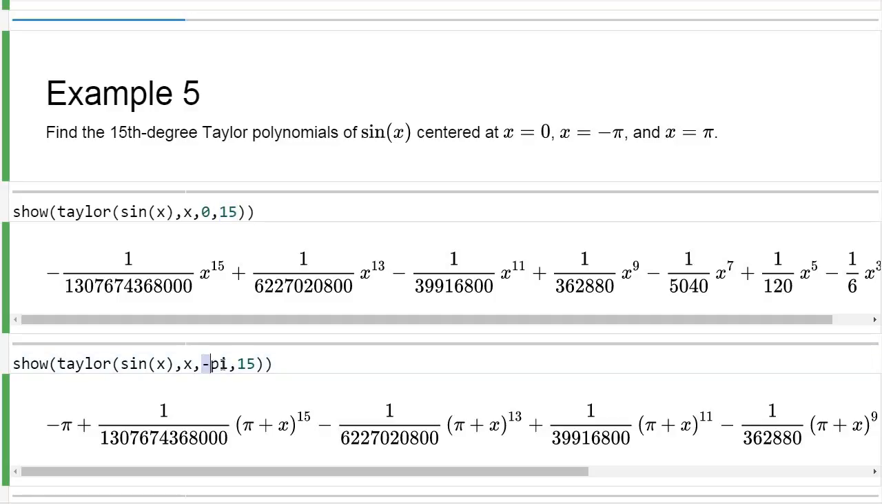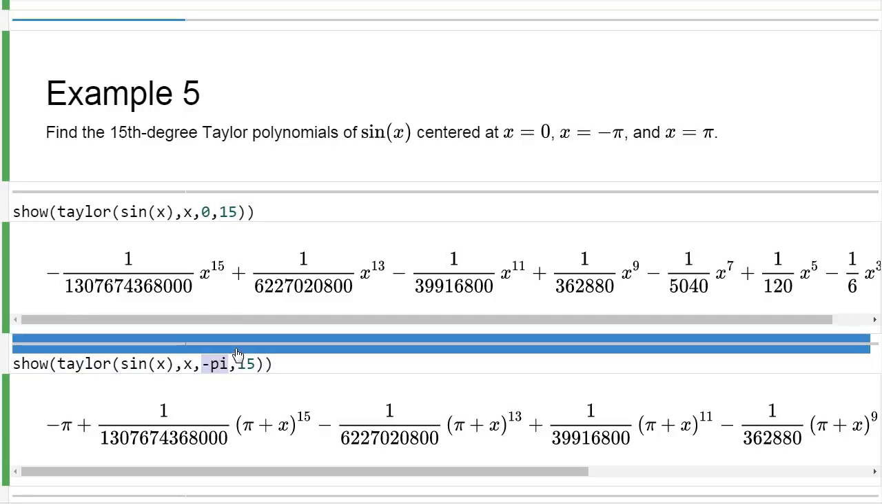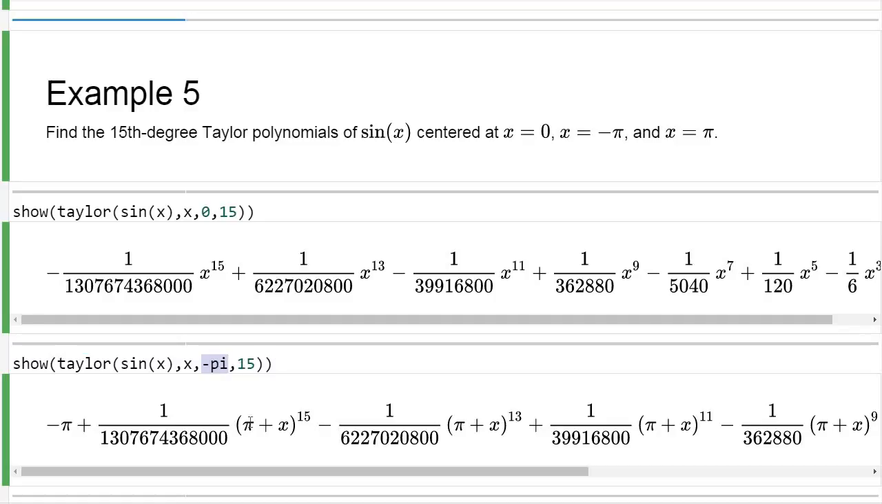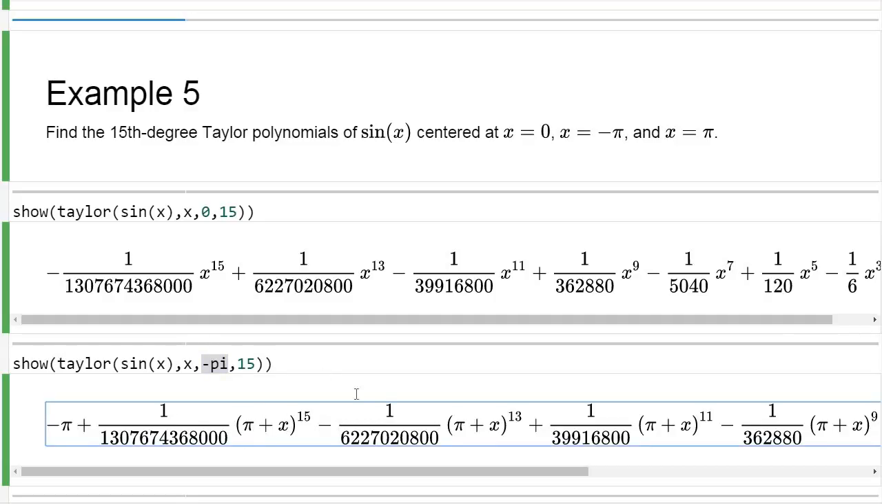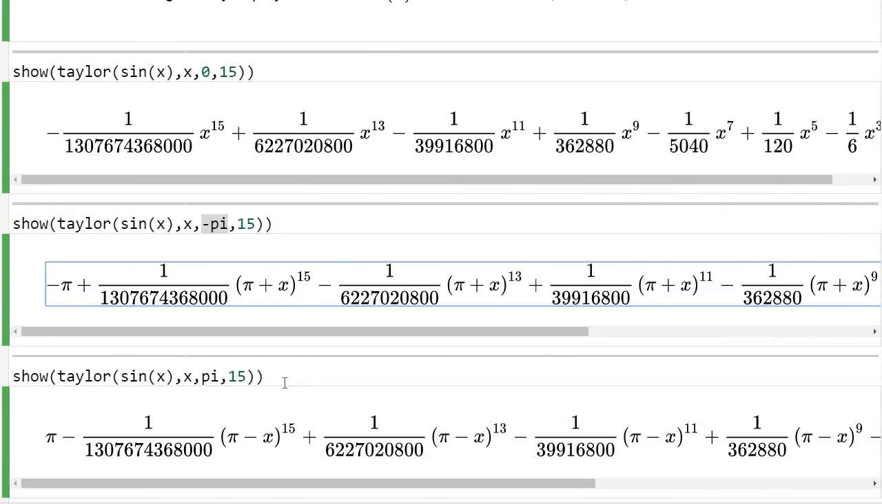Now it's just centered at minus pi instead. And for whatever reason, Sage here doesn't write this as x minus pi, or x plus pi, the way we normally write that order. It puts the pi first. But anyway, this is x minus negative pi, which is x plus pi. And here's the one centered at pi.